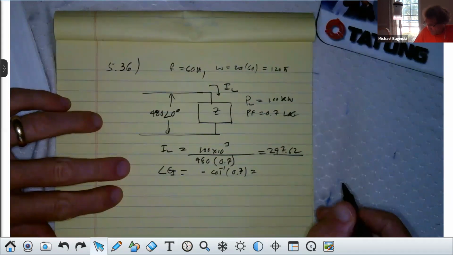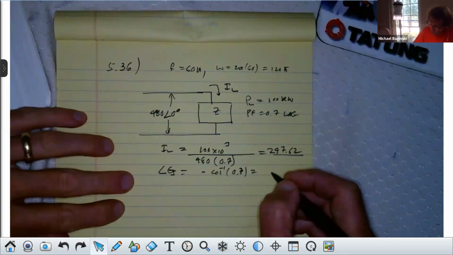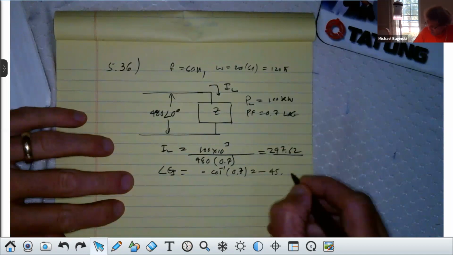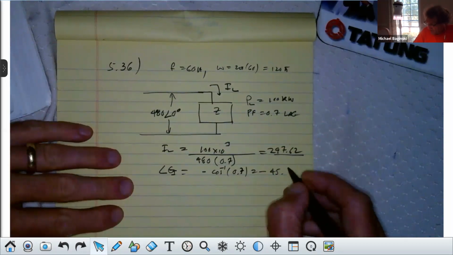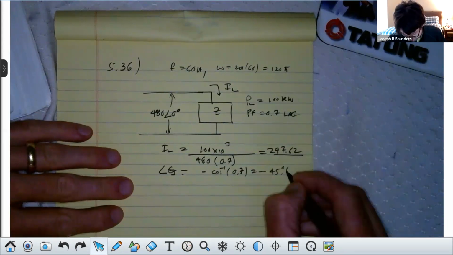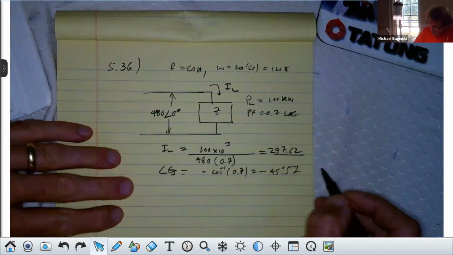Anybody? Can you do an inverse? 45.5. 45 point what? 5, yeah. Minus 45 point something, right? We'll just call it minus 45 degrees. 0.57. All right, 0.57 degrees, about 45 degrees. Agreed, class? So that's the angle associated with this current.